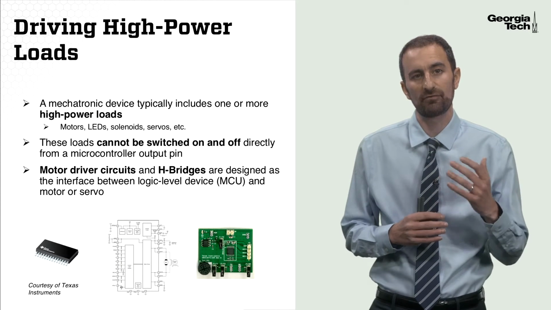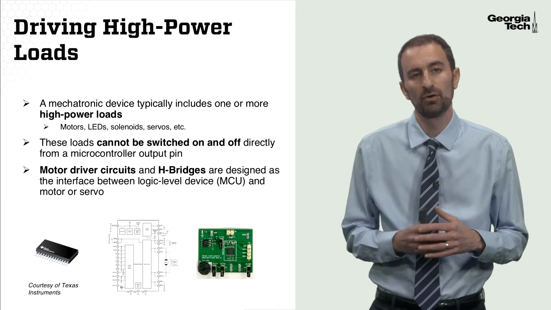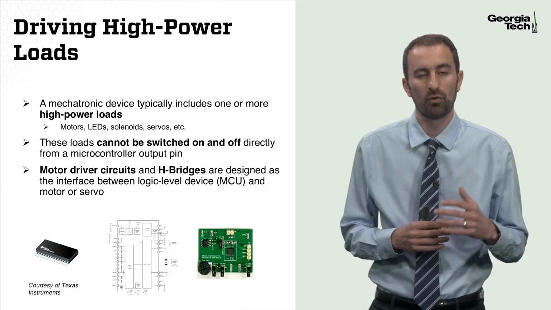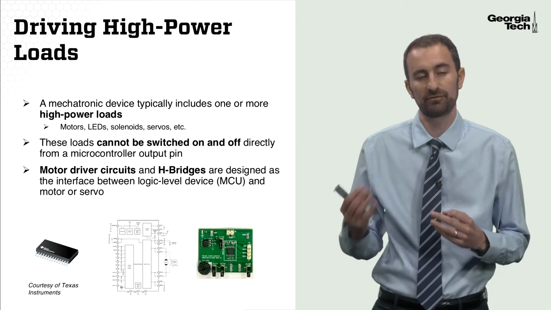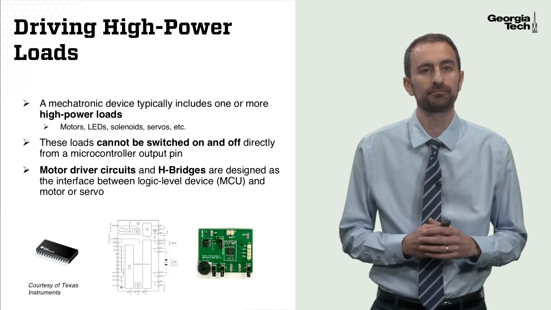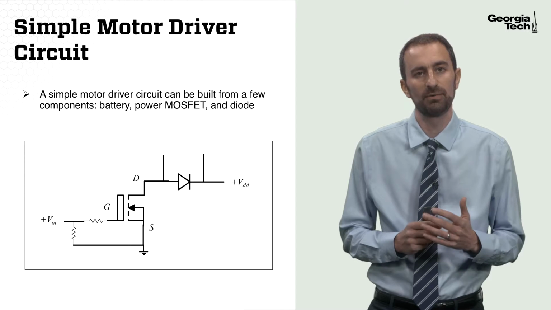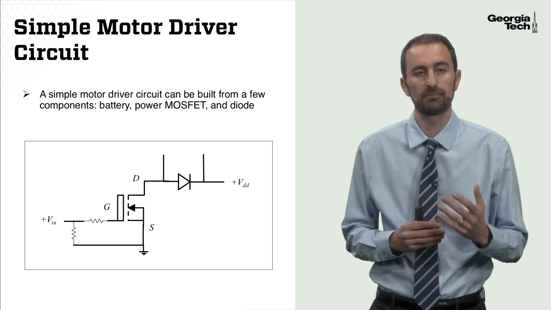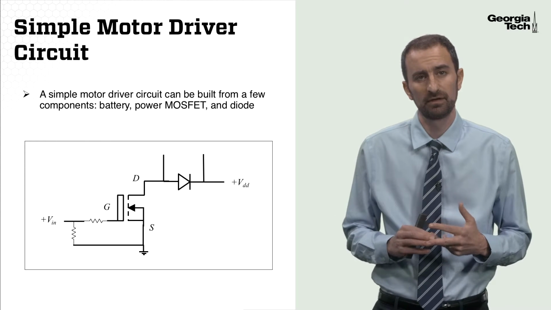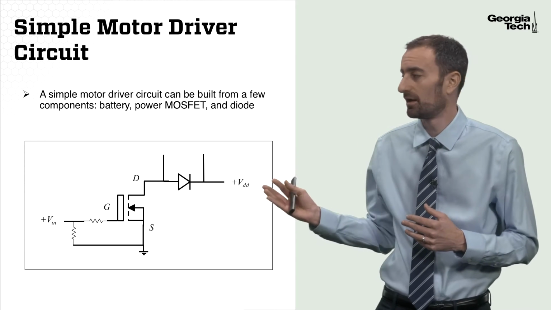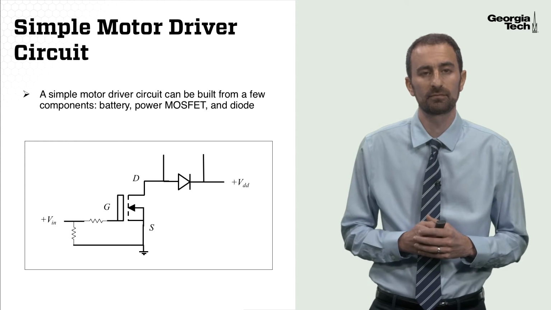Because we have a low power, logic level device connected to a high power load, we'll use a motor driver circuit or an H-bridge as the interface between the logic level device and the motor or servo. A simple motor driver circuit can be built from just a few components, in particular a power MOSFET, a diode, and a battery. And we can see a circuit schematic here of a simple motor driver circuit.